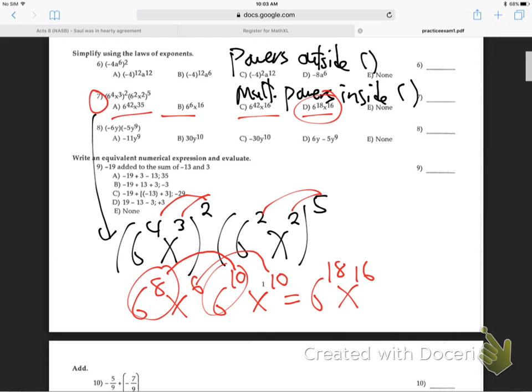Now you might say, well, why doesn't 8 multiply 10? Because these are all times, aren't they? They're not added, they're times, right? They're right next to each other.